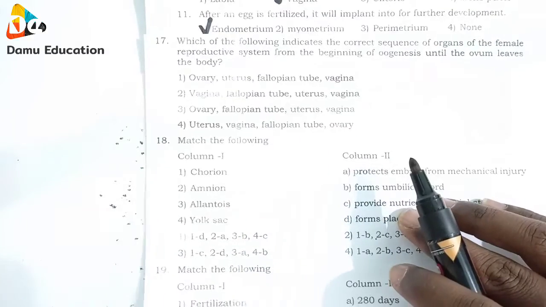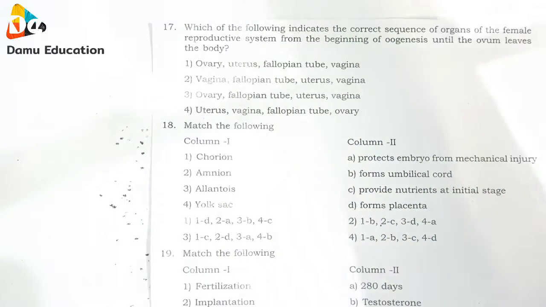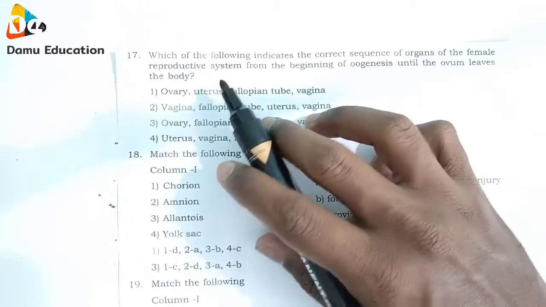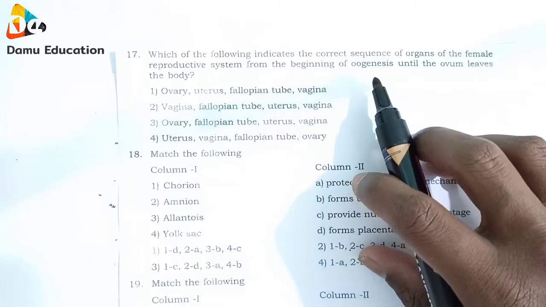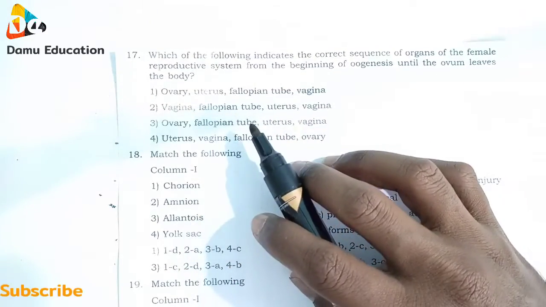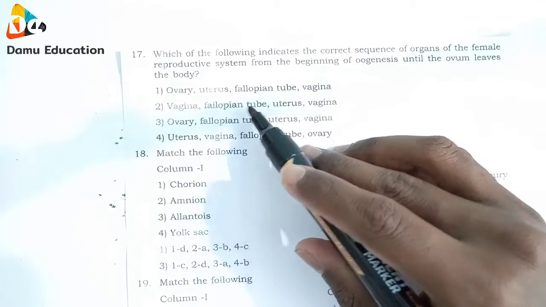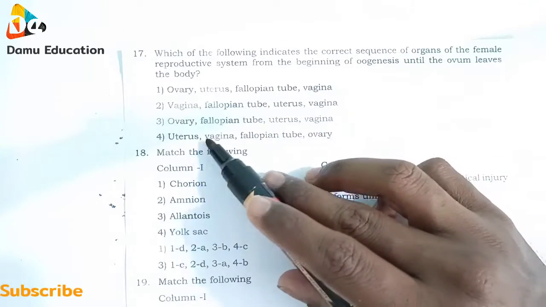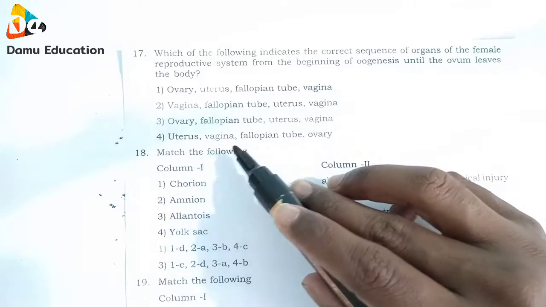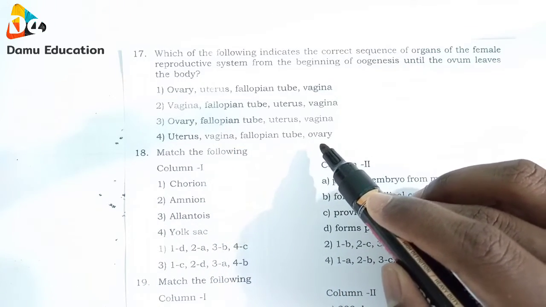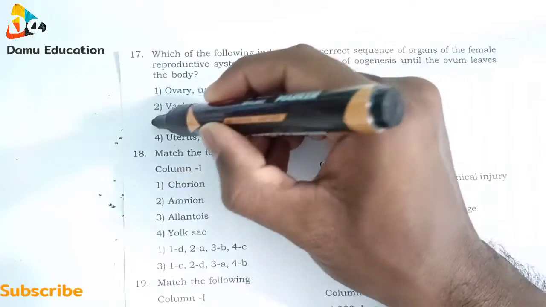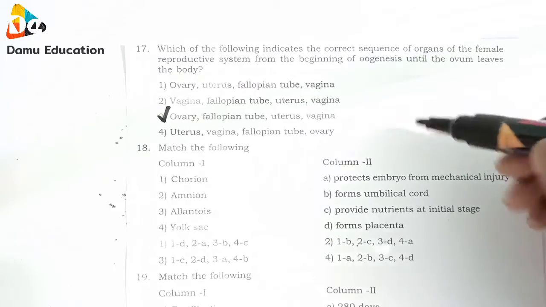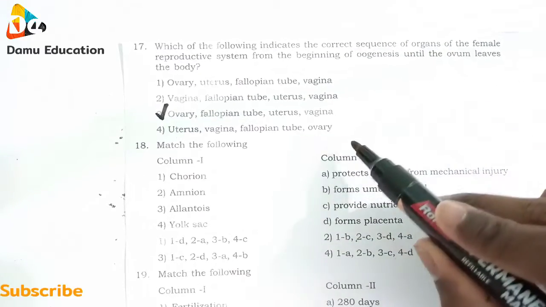Next one, the 17th. Which of the following indicates the correct sequence of organs of the female reproductive system from the beginning of oogenesis until the ovum leaves the body? So first option, ovary, uterus, fallopian tube and vagina. Vagina, fallopian tube and uterus. Next, ovary, fallopian tube, uterus and vagina. Uterus, vagina, fallopian tube and ovary. So we know that the 17th one is ovary, fallopian tube, uterus and vagina. So this is the correct sequence from the beginning of oogenesis until the ovum leaves the body.